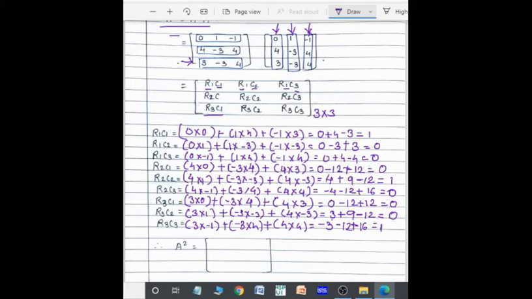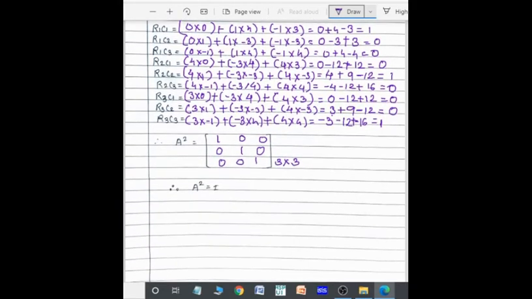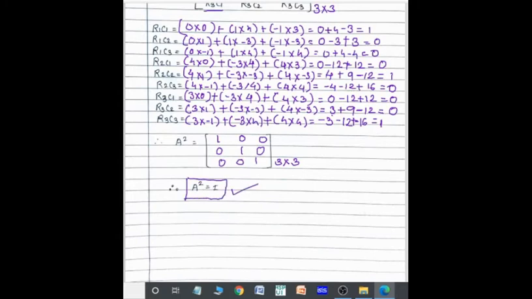If we arrange these positions, we get this 3 by 3 matrix. And if we observe this matrix A square, it is an identity matrix. Therefore, we can write A square is equal to I, and this is our required answer. This way, we can multiply matrices of any order. Thank you.